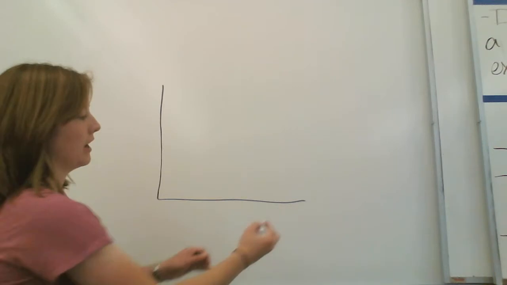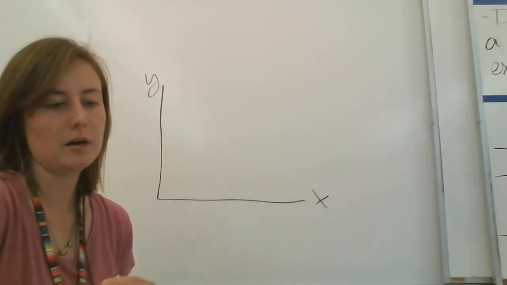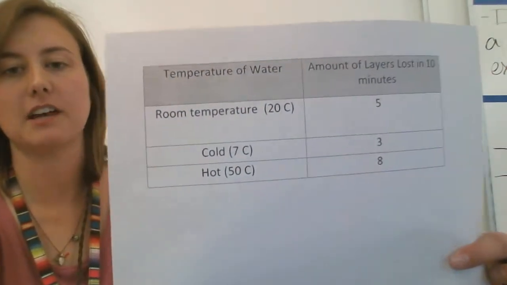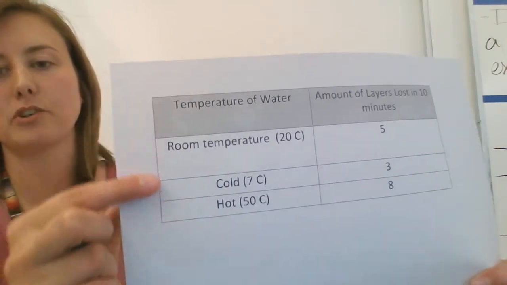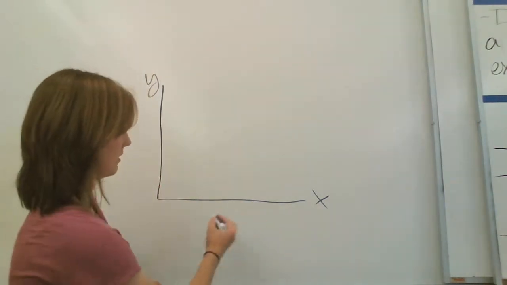Okay, so when we're doing graphs, the x-axis is the horizontal one, the y-axis is the vertical one. We always put the thing we change on the x-axis. So in this case, the thing we change, the independent variable, is the temperature of the water. That's what we're changing here. So that goes on the x-axis. So I'm going to put temperature of water.